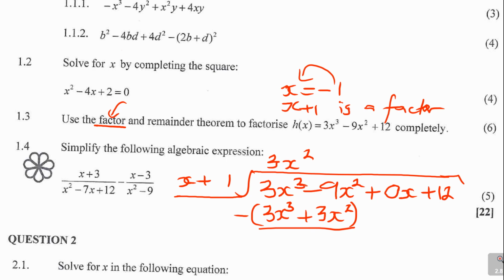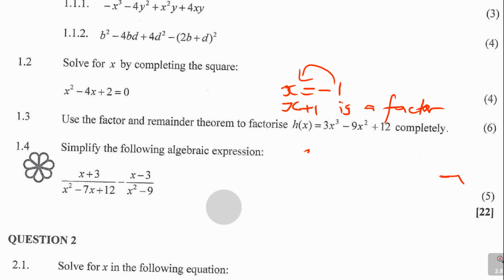Then when you subtract, minus 9x squared minus 3x squared, because the first one gives you a 0, the other one will give you minus 12x squared. Then you bring down this plus 0x. It's very important. Then you repeat the steps until the end. That is the part there.